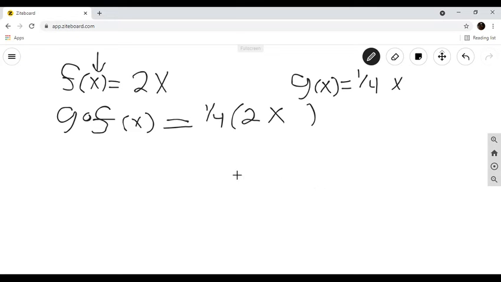Okay. So once again, we need to simplify this and see what we actually have. So 1/4 times 2x is the same thing that we were doing the last time. And so, yeah, in this case at least, g composed of f comes out to be the exact same thing as f composed of g. They both come out to 1/2 x.